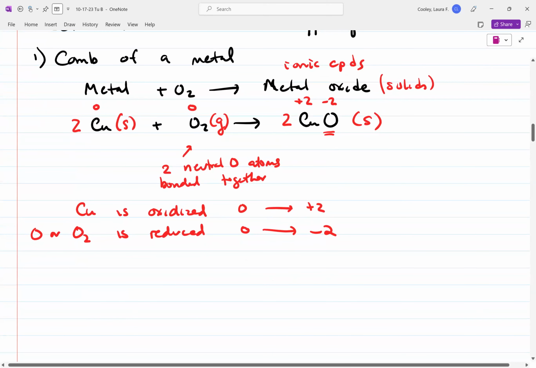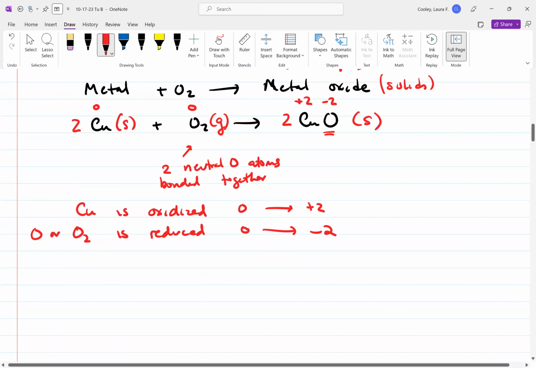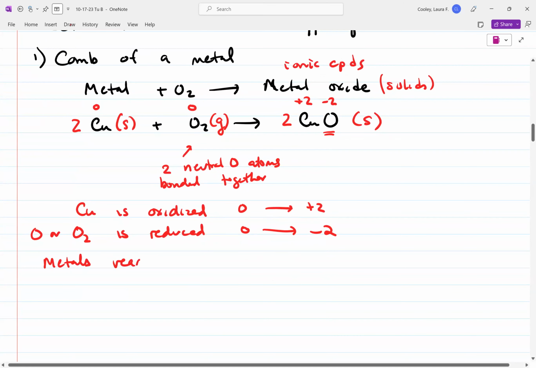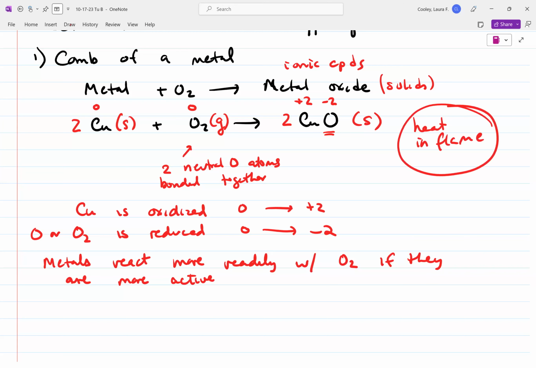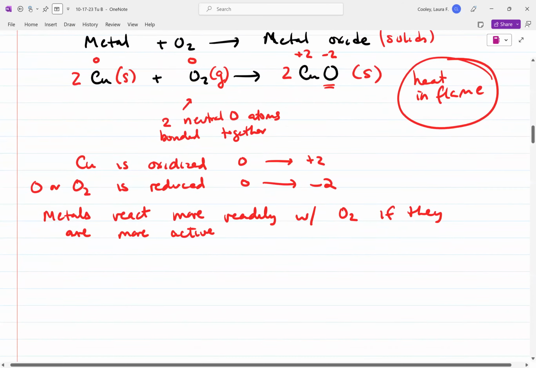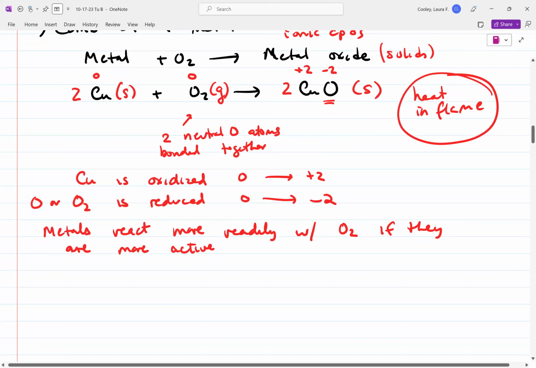So another thing is that metals react more readily with oxygen if they are more active. By the way, this reaction, you have to heat it up. And so heating in a flame is how this is normally done. Okay, you take a piece of copper, stick it in the flame, and you'll see that the copper turns black, and that black stuff is the copper oxide.